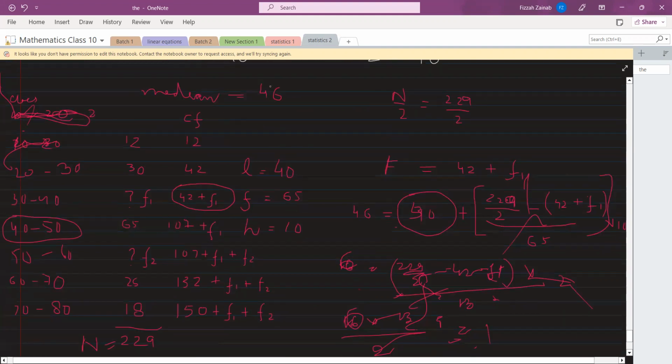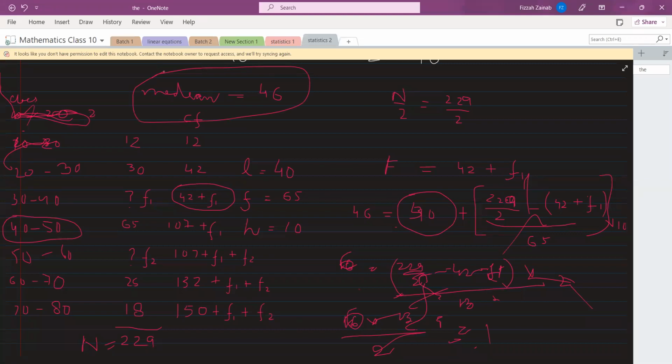See, the median is 46. It's given in the question that the median is 46, right? So median is the middle value of your data. That means it should fall in this interval 40 to 50. It is greater than 40 and less than 50, so it will fall in the interval 40 to 50. That means 40 to 50 is your median class. So lower limit is 40. Class size is 10.